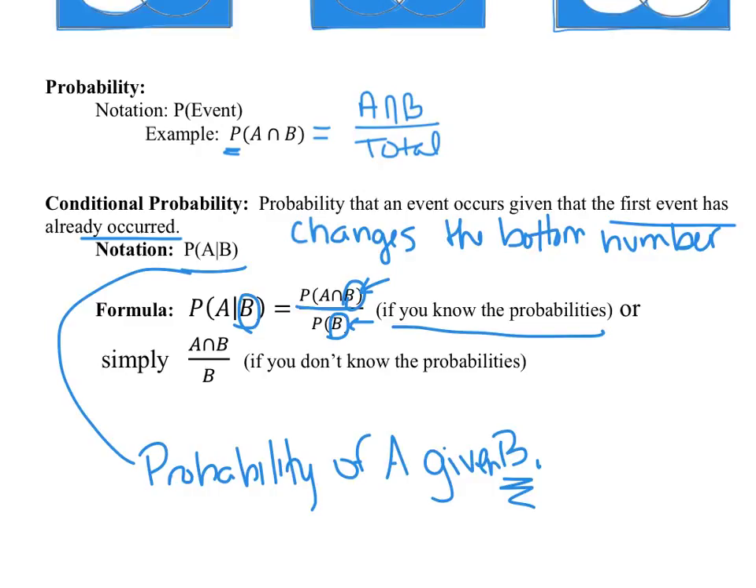If you don't know the probabilities, then it's just the number of values. So A and B is the number of values. So you don't actually have to figure out probabilities every time. So it's the number of values in the intersection over the number of values in B.